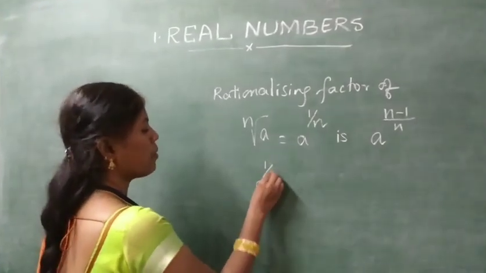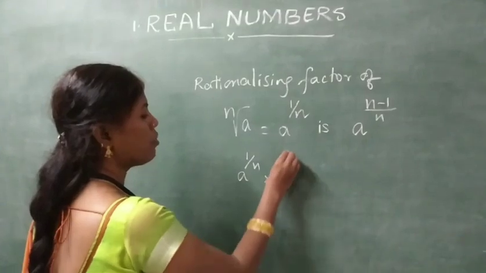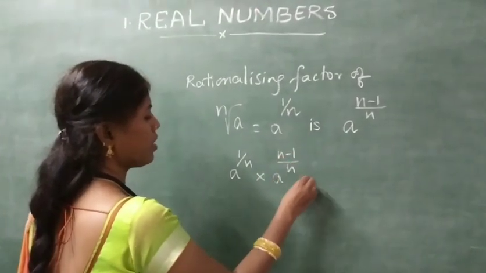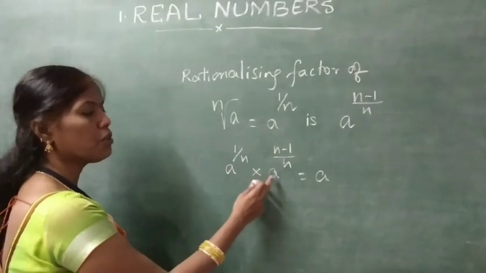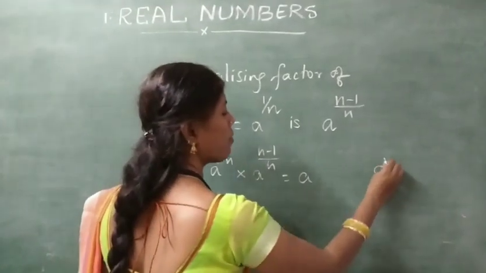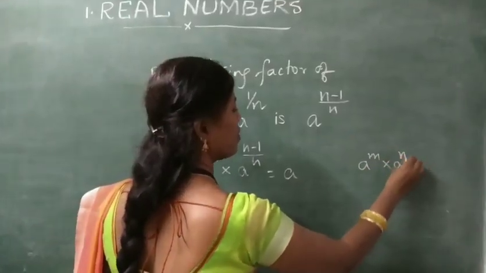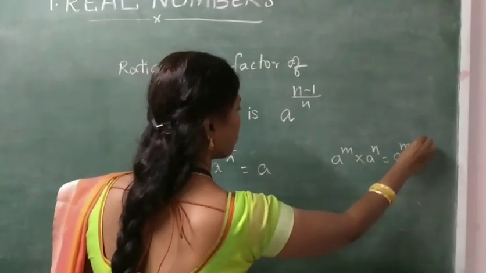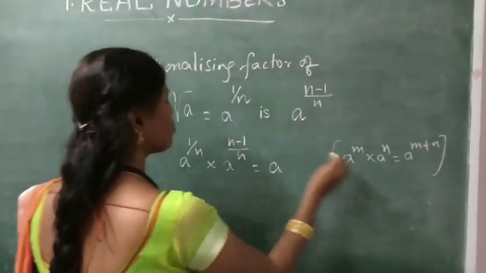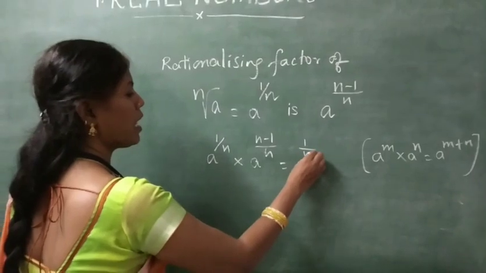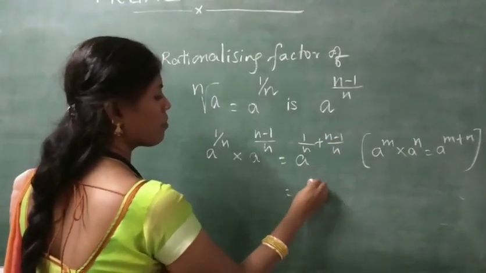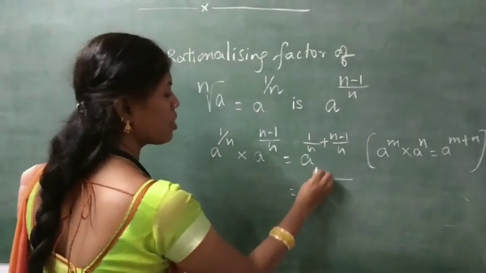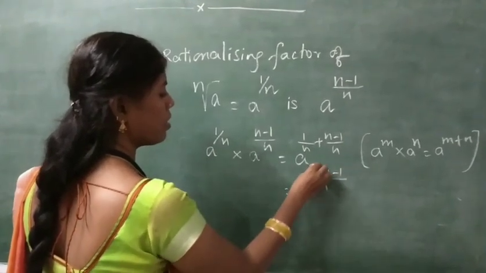So, A power 1 by n into A to the power of n minus 1 by n. It is in the form of A power m into A power n. What is A power m into A power n? It is A to the power of m plus n. So, A to the power of 1 by n plus n minus 1 by n. Taking the LCM n, what do you get? 1 plus n minus 1.